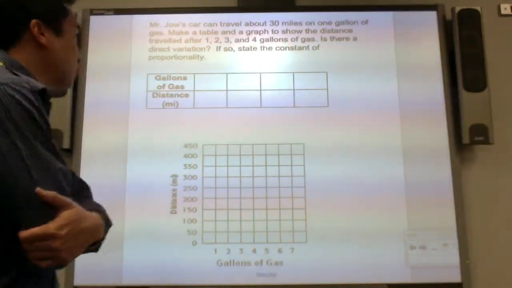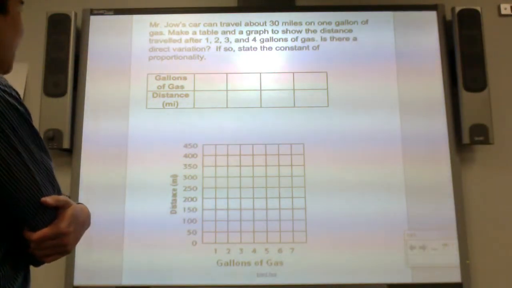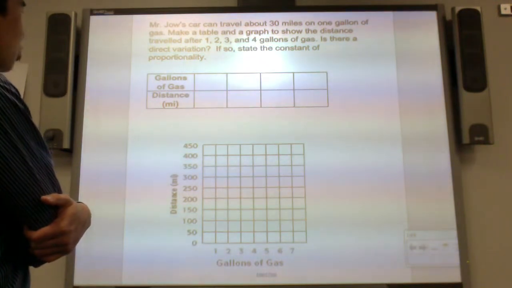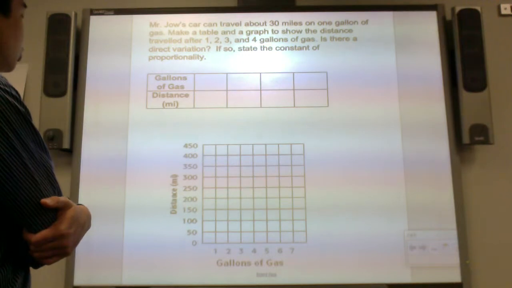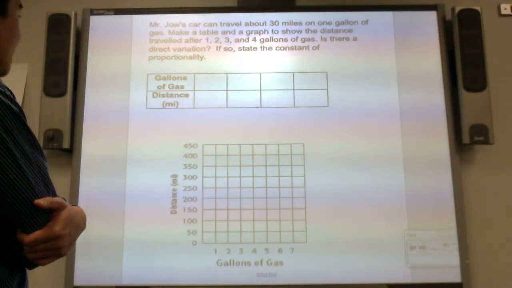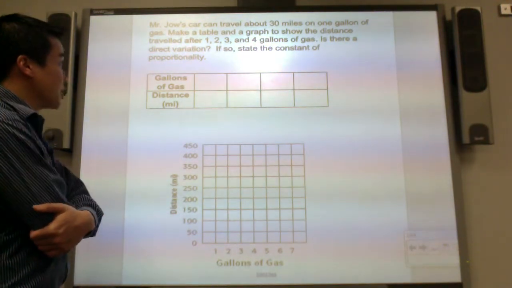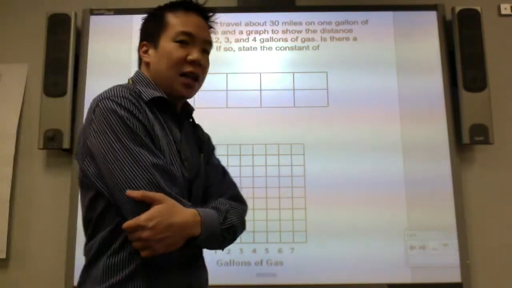Mr. Joe's car can travel about 30 miles on 1 gallon of gasoline. Make a table and a graph to show the distance traveled after 1, 2, 3, and 4 gallons of gas. Is there a direct variation? If so, state the constant of proportionality.